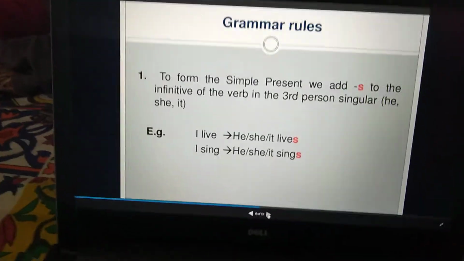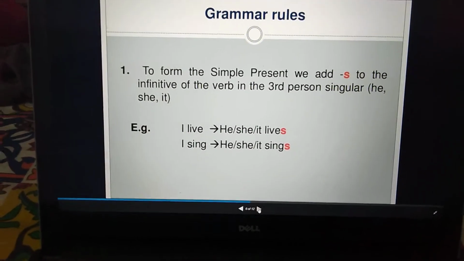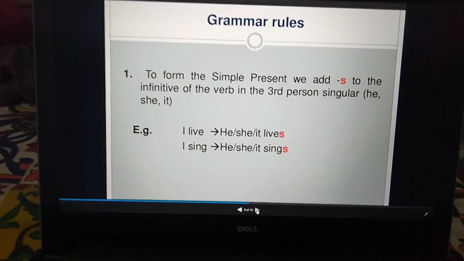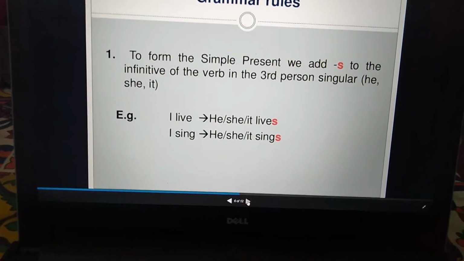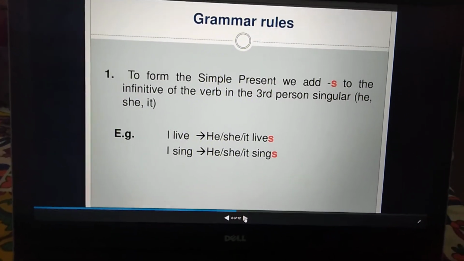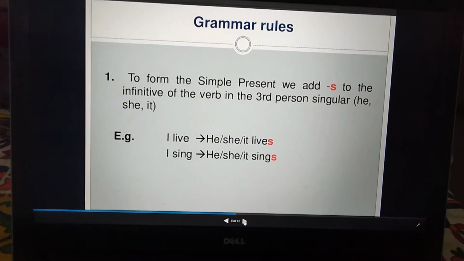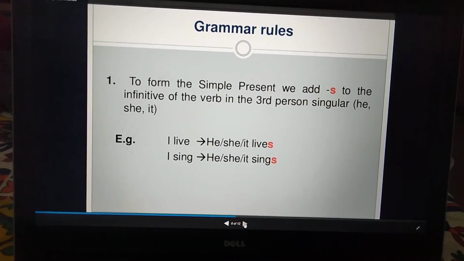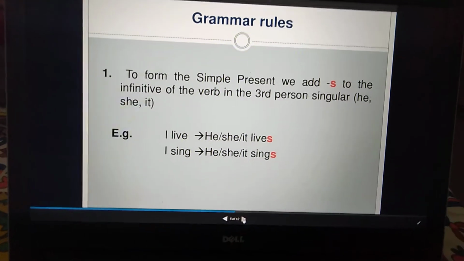Okay. Now there are a bit of rules that you must know very well, but that is to make you understand, bache. To form the simple present, now grammar rules are there. To form the simple present, we add s to the infinitive of the verb in the third person singular. Clear, bache?